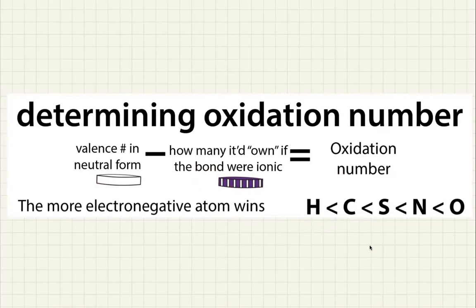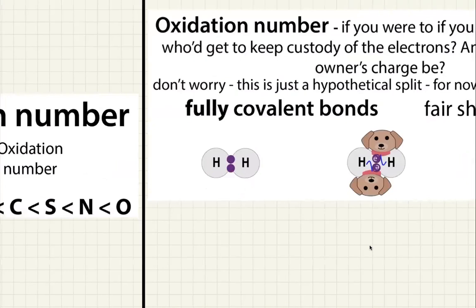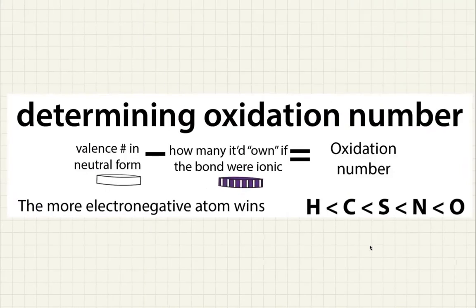And to determine how many electrons it would own if the bond were ionic, you have to look and see what's more electronegative. The more electronegative atom wins. Remember, we said that oxygen is pretty much the most electronegative one we're going to talk about, and hydrogen is going to be the least. The reason why I have these poker chips, we'll see in a minute, is that it's one of the analogies you can use to think about this.